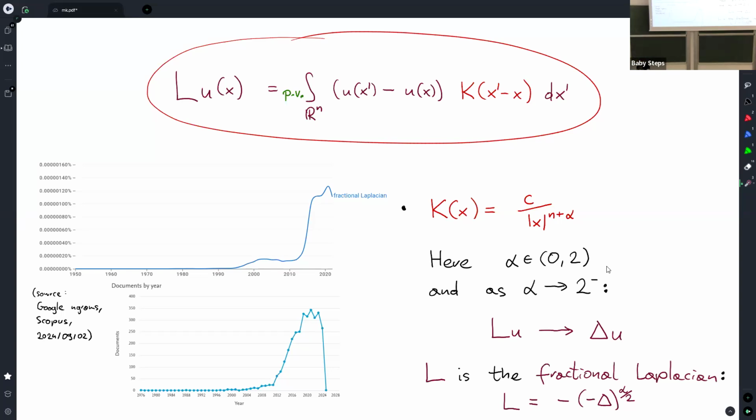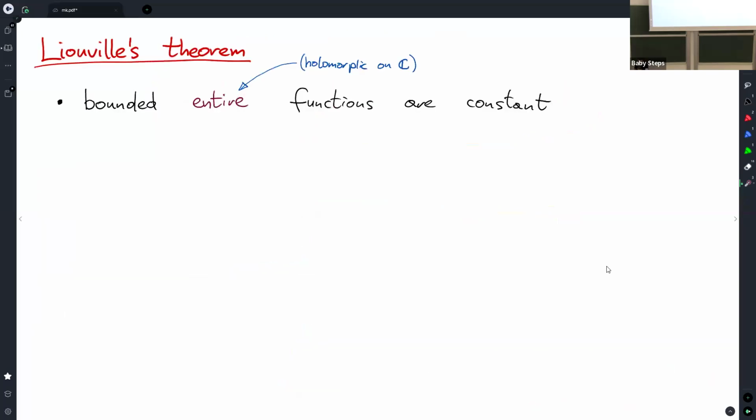And if you follow the numbers in these pictures correctly, you will see that there are more papers having fractional Laplacian in their title than those having non-local operators in their title. All right. In order to tell you something about this business, I would like to focus on one particular result, which is called Liouville's theorem.